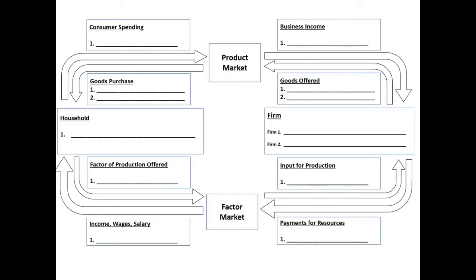Now, going down to the factor market, again, firm 2 is where you work. So firm 2, I work at Glenn Academy. That's what I would write in there. What do I offer this business? Well, if you flow from the household to the factor market, I am offering labor. And what do I do? What is my input for production? Well, my input for production is I'm a teacher. So I offer labor as a teacher and they pay me.